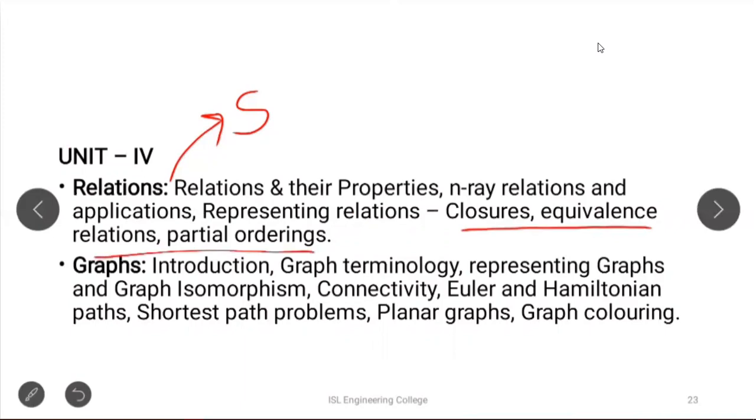After that, we have graph. So graph is basically when you have two points, you have something known as vertices and edges. So if you have two vertices and you're joining them with a line, which is an edge, that is a graph. Okay, so with respect to this terminology, I have an example of a graph in the next slide.